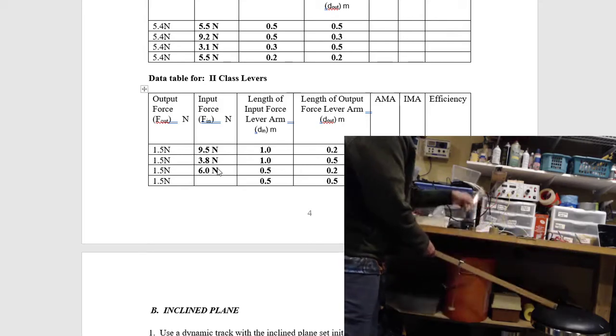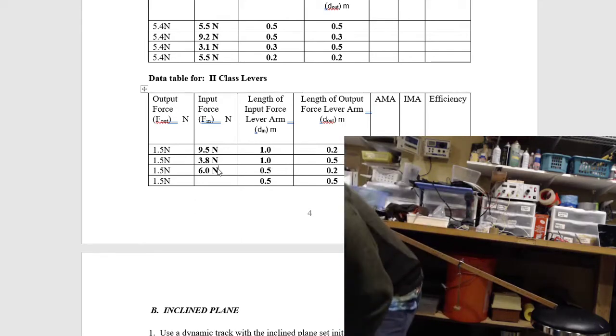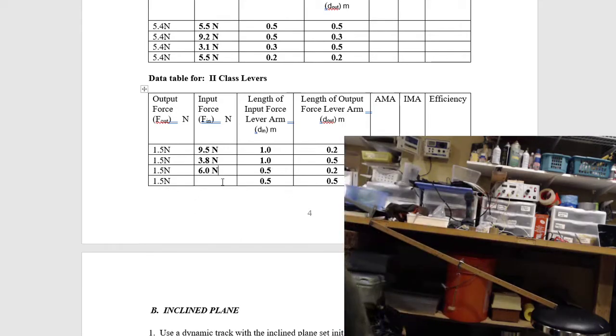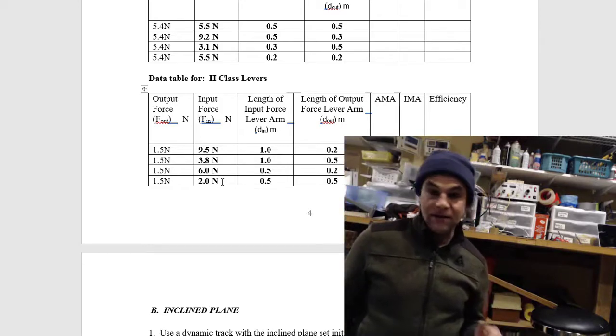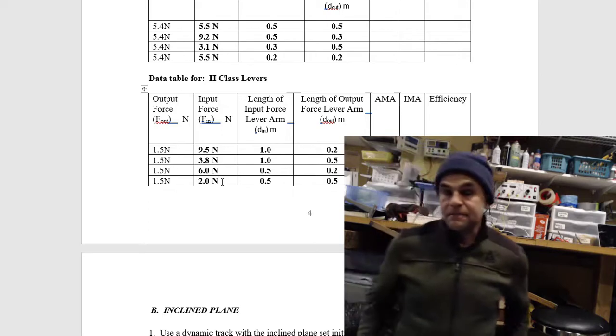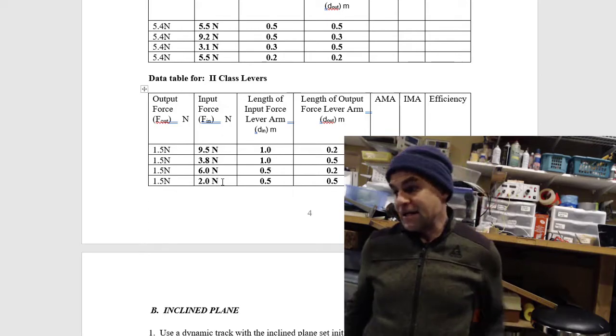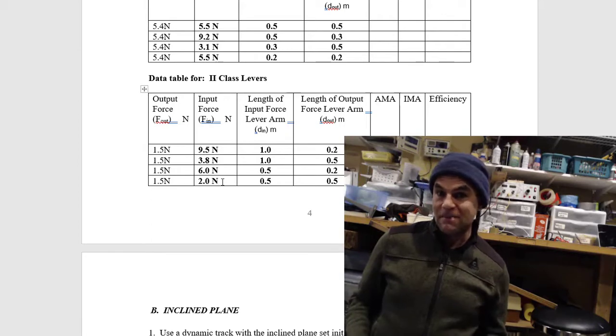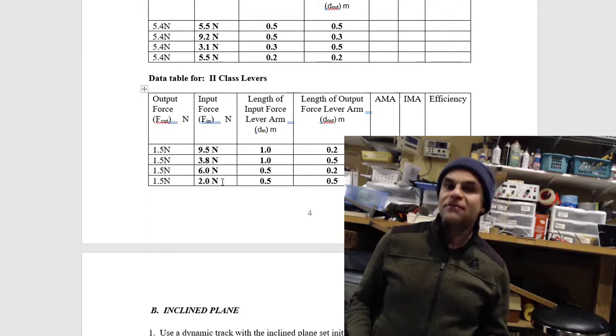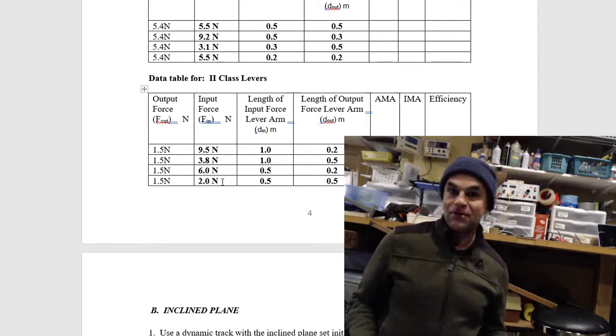Okay, so I've completed my measurements for the levers, both the first and the second class levers. Do the calculations of the AMA and the IMA in the same fashion as you had earlier. And your efficiency as well, you may notice a little bit of a different efficiency here. It may be lower in this case. Can you think of any reasons why it's lower in this case? I'll give you a little bit of a clue.